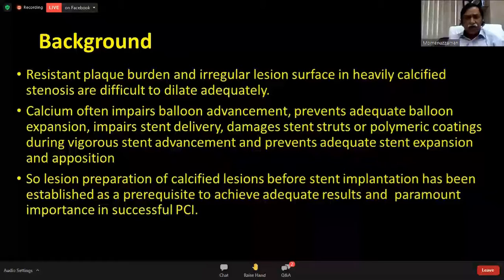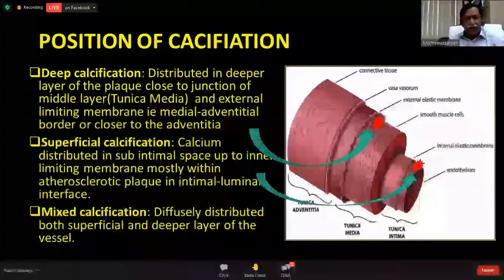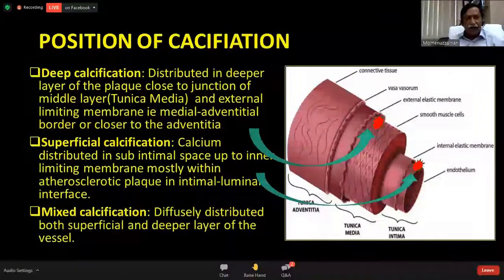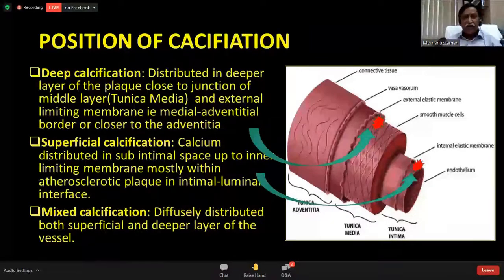Commonly, the calcium is deposited in the deeper layer within the media, between the external limiting membrane. The other one is the superficial calcium, usually subintimal and up to the inner limiting membrane. And a combination of these two is a mixed type of calcification.